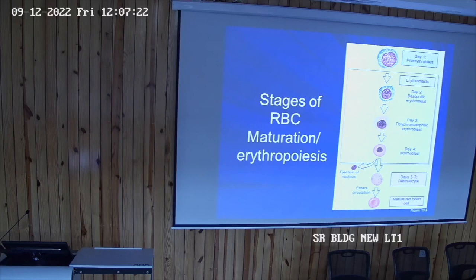Here both the division and maturation are taking place. Now what type of maturation, division? Hemopoietic stem cell, or the first stage, proerythroblast. It is the first cell which is identifiable as the first line of erythroid series.